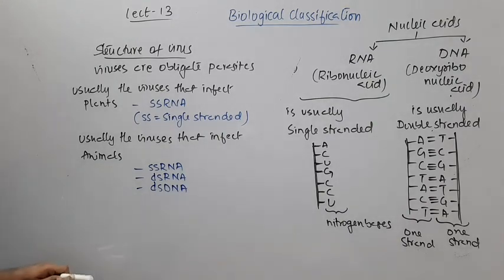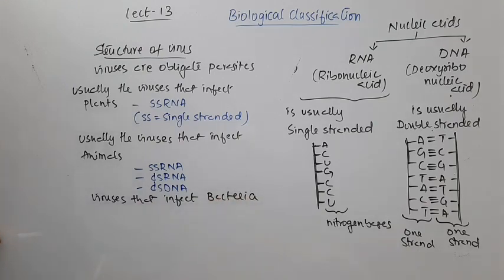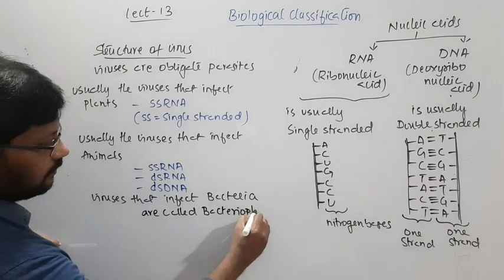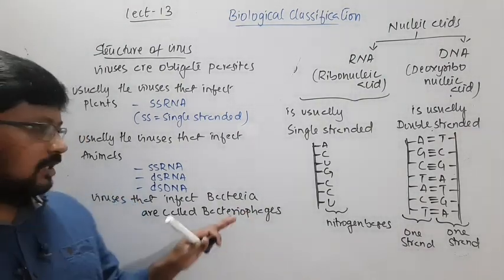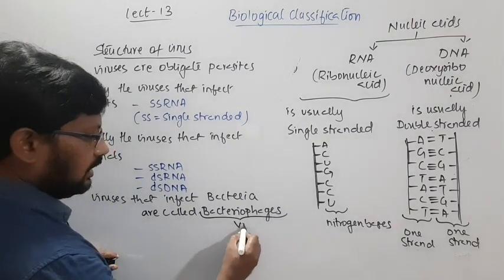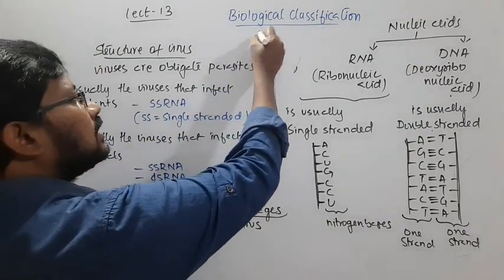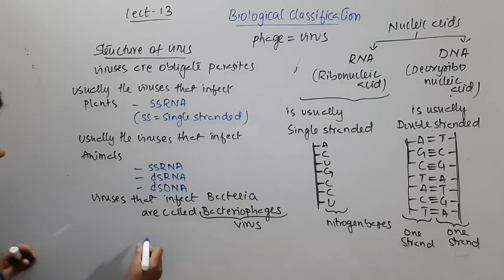And then coming to viruses that infect bacteria. The viruses that infect bacteria are called bacteriophages. Don't get confused here. Bacteriophage is not a bacteria; a bacteriophage is a virus. A virus that infects bacteria, we call them bacteriophages. Actually the word phage means virus. These bacteriophages have double-stranded DNA, so their nucleic acid is double-stranded DNA.